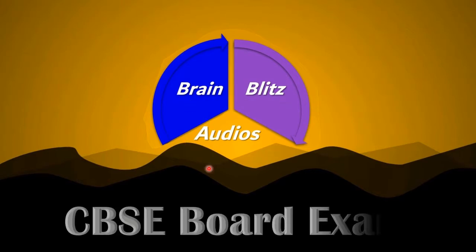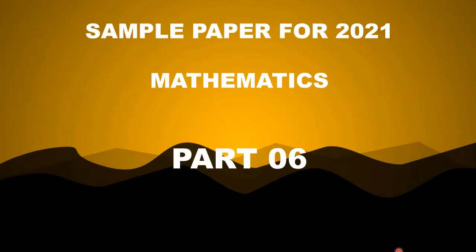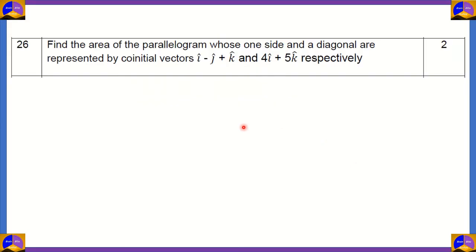Today, in this episode of CBSE board exam, we'll be discussing the sample paper published by CBSE for the year 2021. The mathematics sample paper contains various sections, 5 sections in fact, and today we'll be discussing section 3 of the same paper. This is the 6th video in this series. Now let's start this episode with question number 26 of the sample paper.